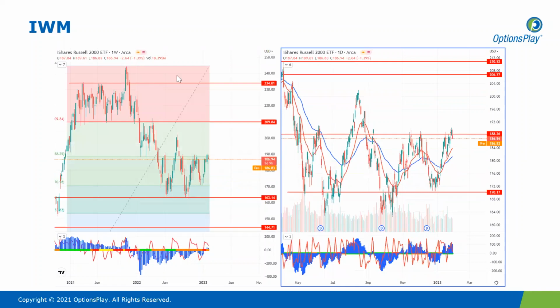Okay, moving on to IWM, the Russell 2000. So looking at small caps, and this price is perfectly reacting to the levels that we highlighted over the last few weeks. We had the 38.2 fib level at 188, and we saw price rally here, already running into some resistance and showing some bearish price action. So risk to reward does favor the downside.